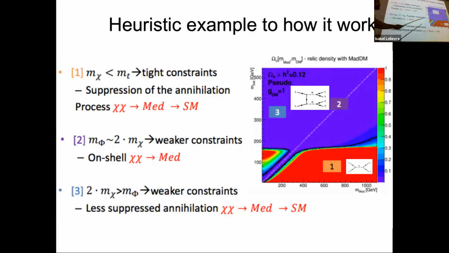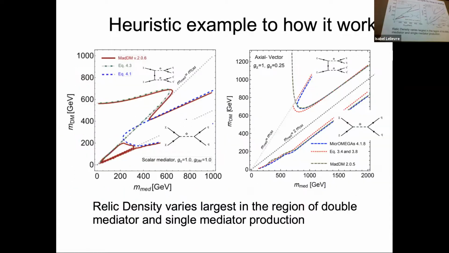And then in this region, the dark matter, let's say, freezes out early, the cross section is large for dark matter annihilation to mediator. And then you have this region here, which is dominated by double mediator production. Then you can make diagrams like this. The left here is for a pseudoscalar or scalar mediator. Actually, this is a scalar mediator.